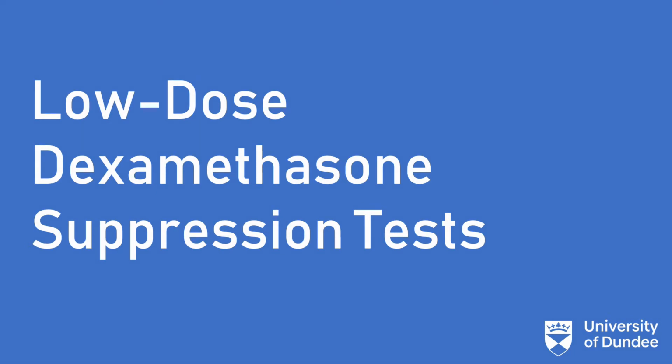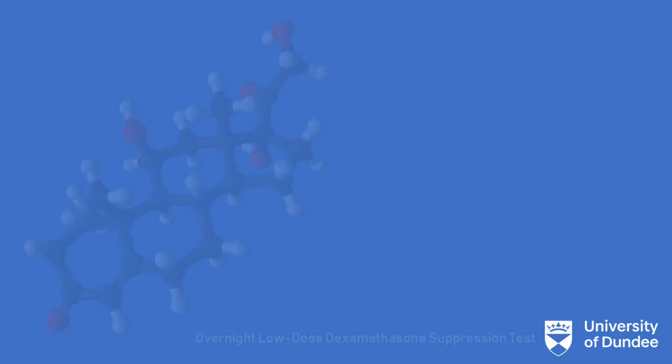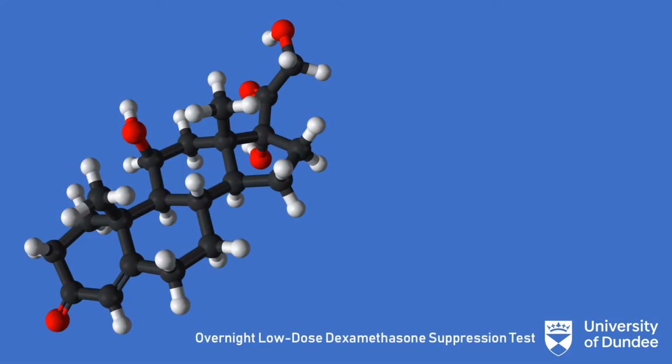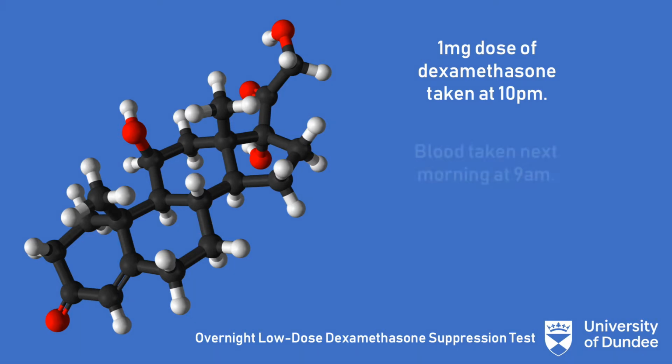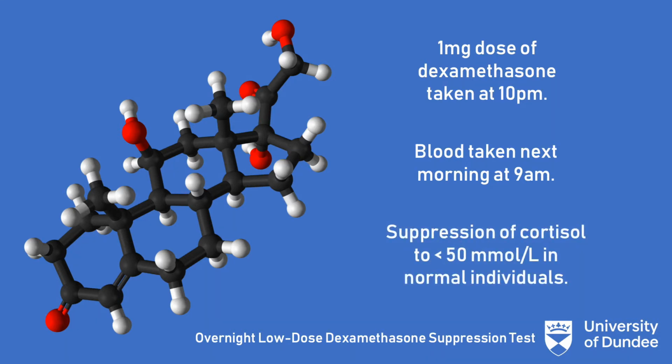There are 2 variations of this, the first being more commonly used in lower probability patients. In this variation, called the overnight low-dose dexamethasone suppression test, the patient is given a 1 mg dose of dexamethasone to be taken at home at around 10 p.m. Blood samples are then taken from the patient the next morning at around 9 a.m. Elevated levels of cortisol in the blood suggests Cushing's syndrome. More specifically, in a normal patient, the cortisol level is expected to suppress to less than 50 nanomoles per litre.